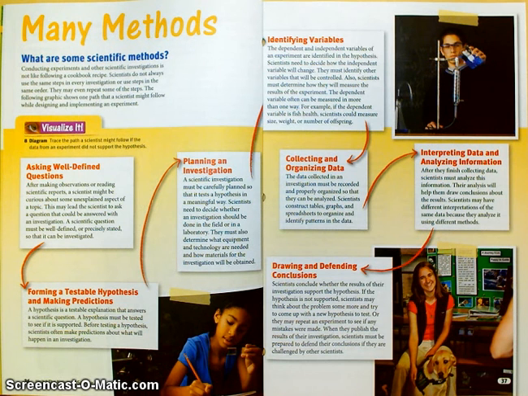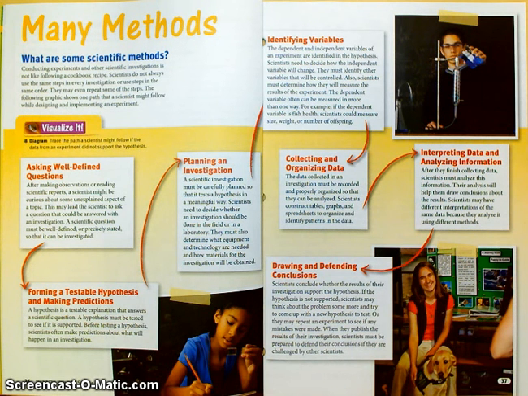I'm now on page 36, looking at where it says many methods. What are some scientific methods? Well, first of all, you need to understand that the word method just refers to the way that you do something. Conducting experiments and other scientific investigations is not like following a cookbook recipe. Scientists do not always use the same steps in every investigation or use steps in the same order. They may even repeat some of the steps.